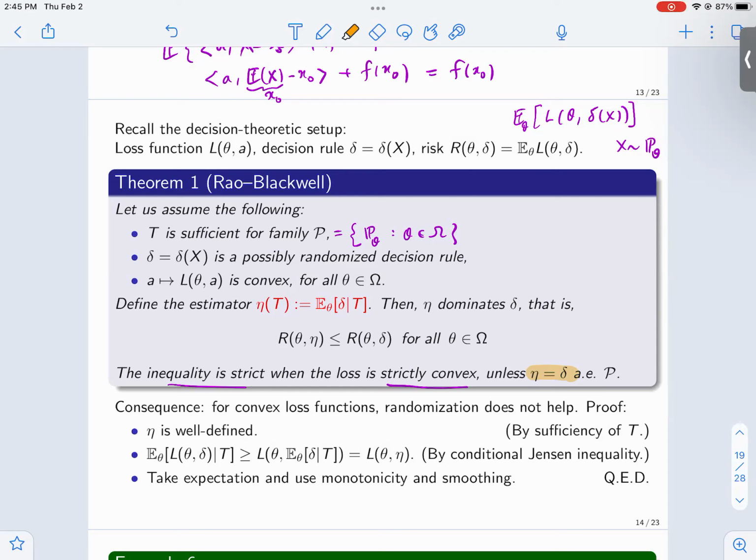Good, so not necessarily sufficient. It just tells you that you can improve delta. Delta might be like a useless statistic or decision rule, but you can improve, yes.